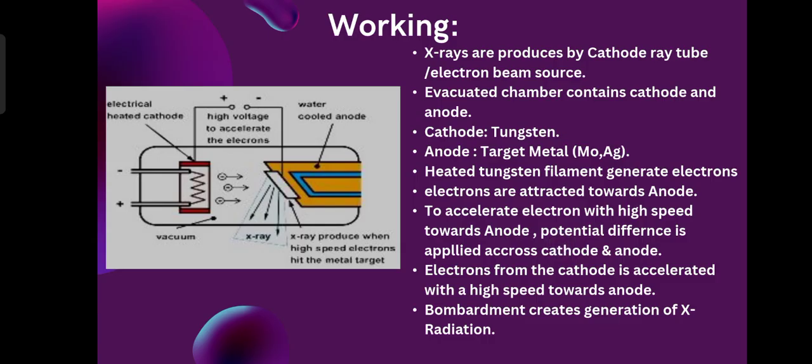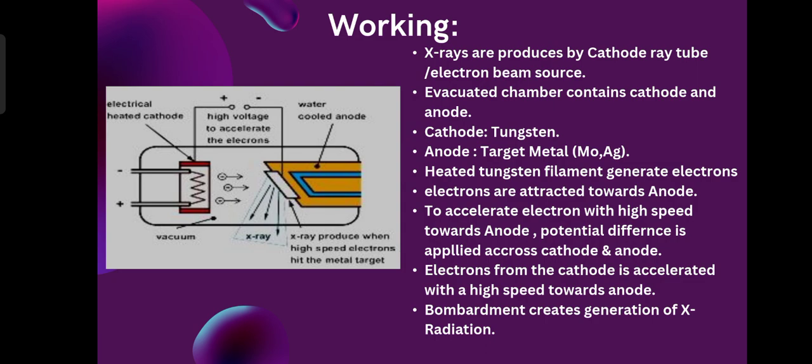Now we will see the working of it. These X-rays are produced by an instrument called a cathode ray tube, also called an electron beam source. It is simply a chamber which is evacuated from inside and contains a cathode and an anode, which are present at the ends of the chamber. At the extreme left of the diagram there is a cathode, and at the extreme right there is an anode. Now this cathode is made up of a tungsten material, and the anode is also called a target metal.